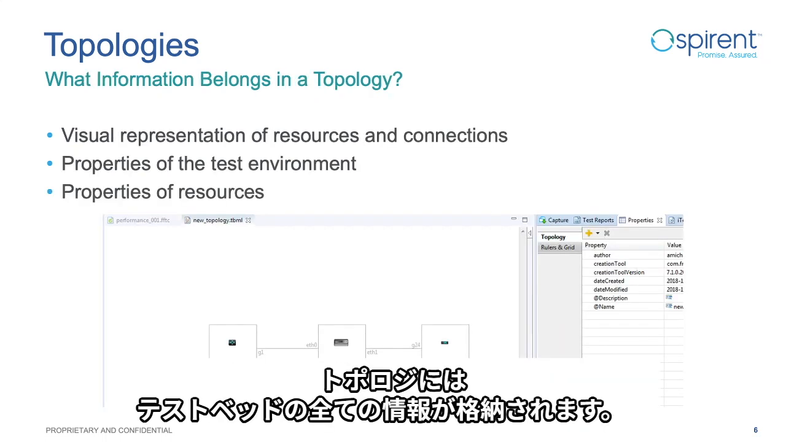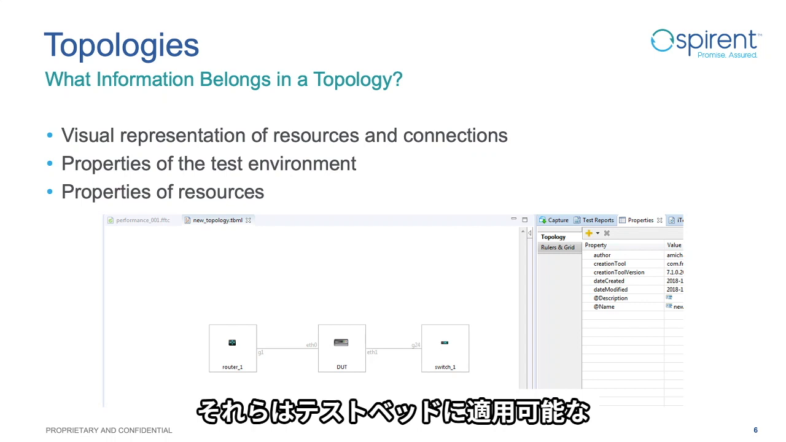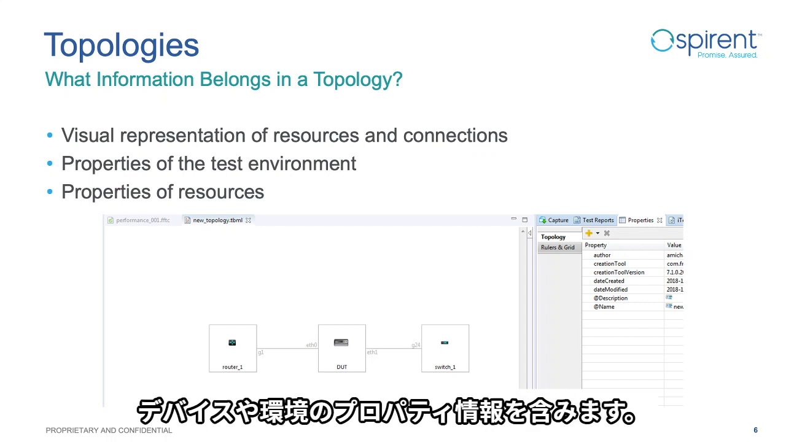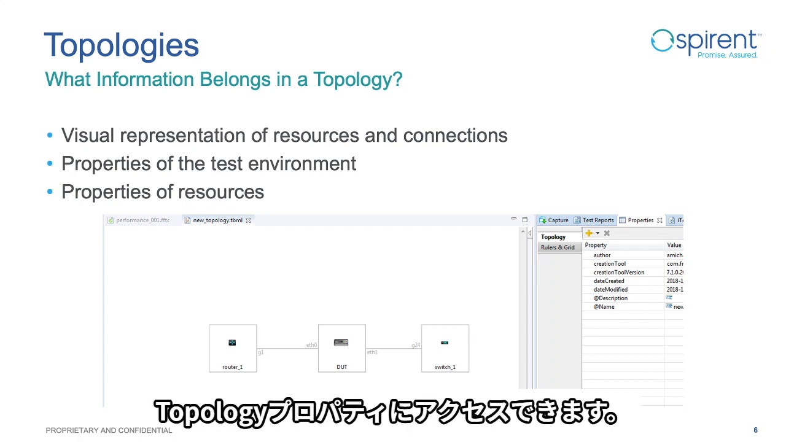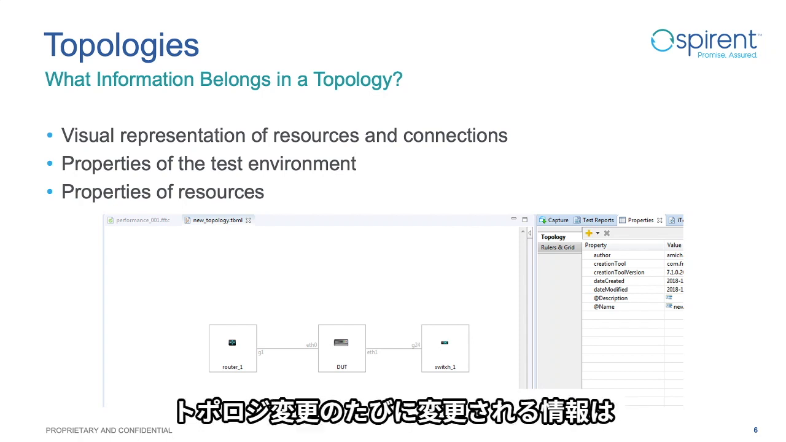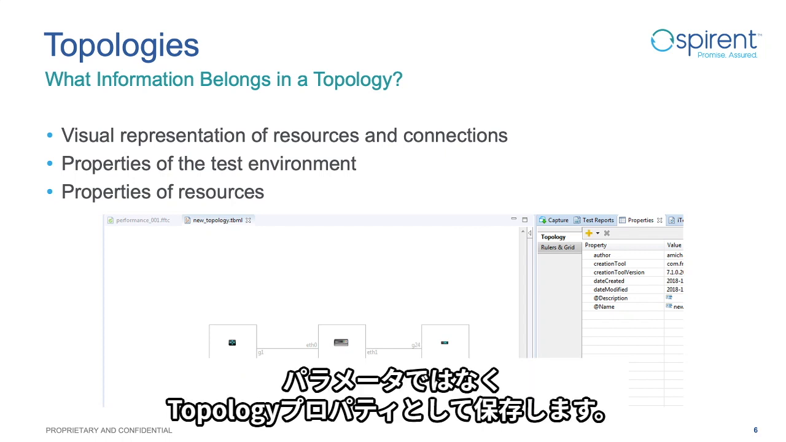Topologies store all the information about a testbed, including any device or environment properties that are applicable to that testbed. Remember, a test case can access topology properties using TBML commands. Any information that changes every time you change a topology should be stored as a topology property instead of a parameter.